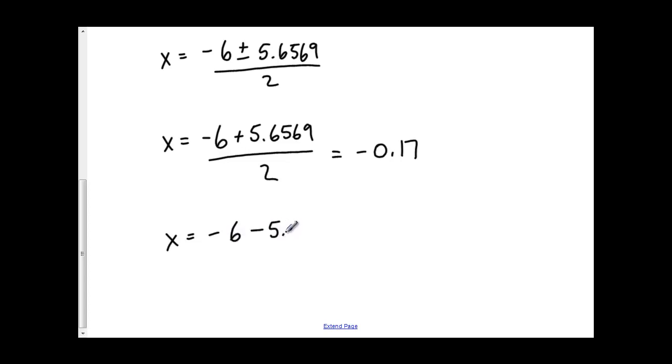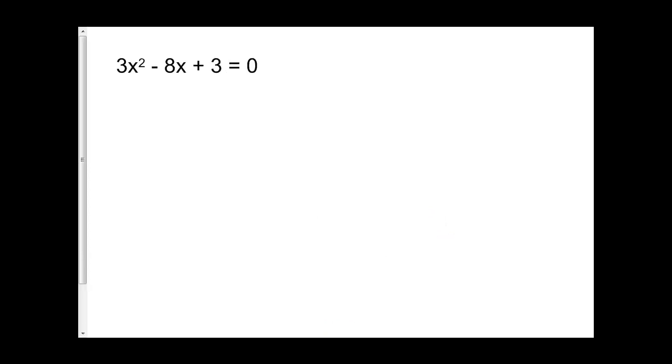To get the second solution, we just do the minus version of this: negative 6 minus 5.6569, all divided by 2, which is going to give us negative 5.83. So we have two solutions here. One of the solutions is going through the x-axis at negative 0.17, and one of our solutions is at negative 5.83.